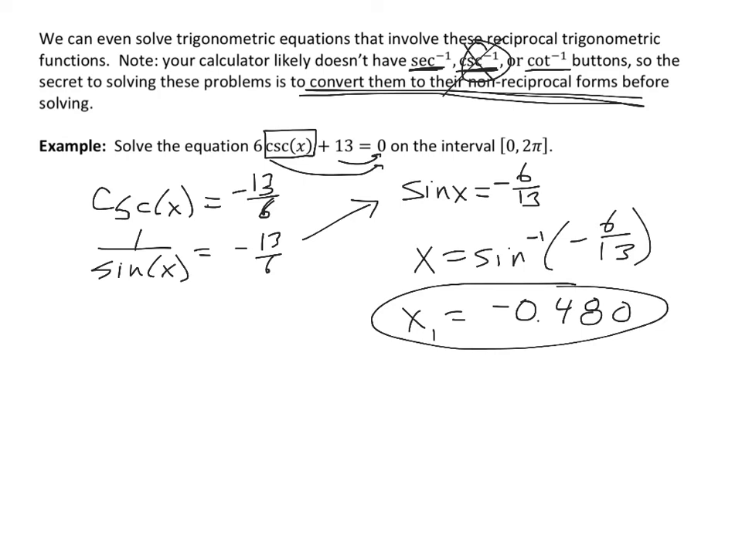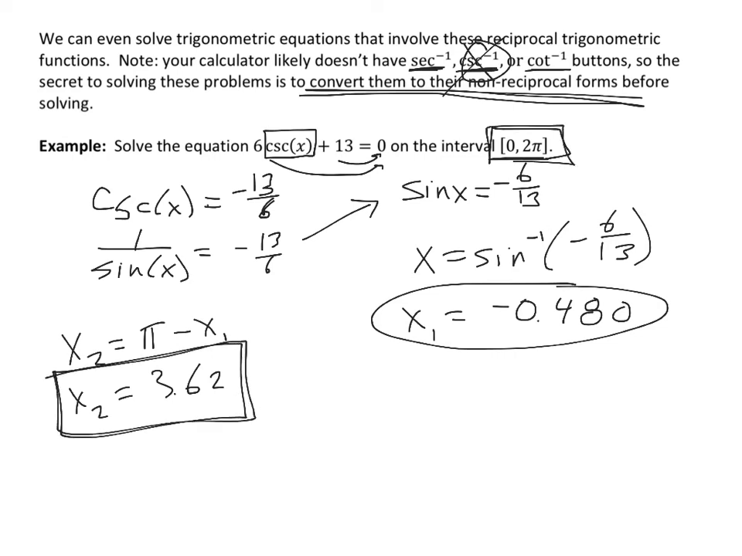Now when I go to find my secondary solution, I find it by doing pi minus that first solution. So when I did that, I got it to be 3.62. Okay? Now, checking my interval, I wanted the answers between 0 and 2 pi. So this one worked. This answer was between 0 and 2 pi. This one, however, was not, right?